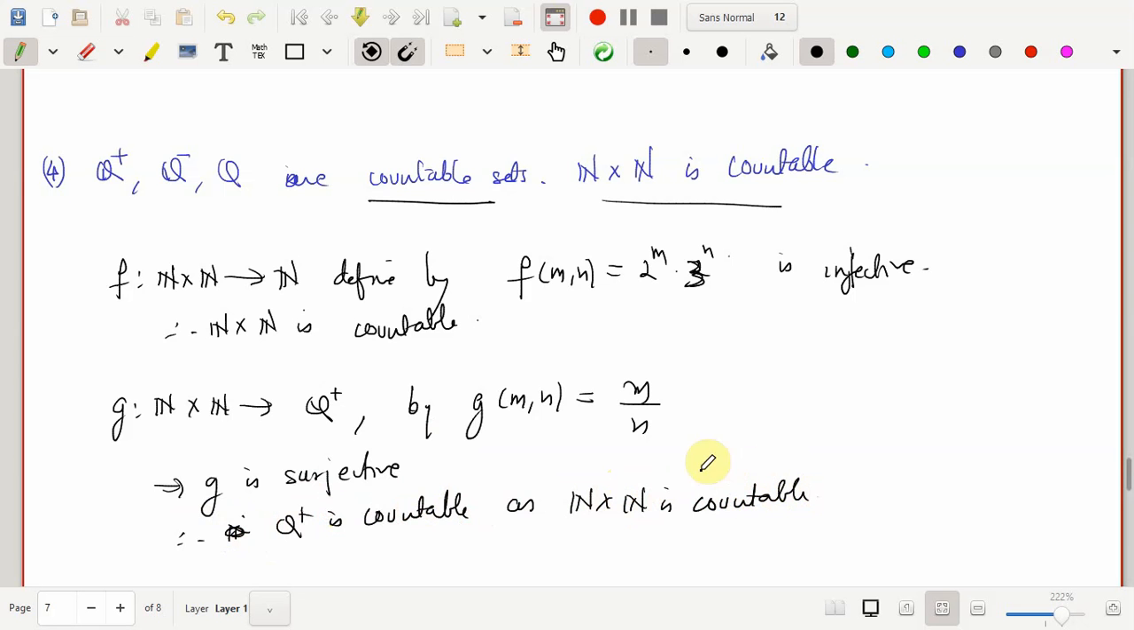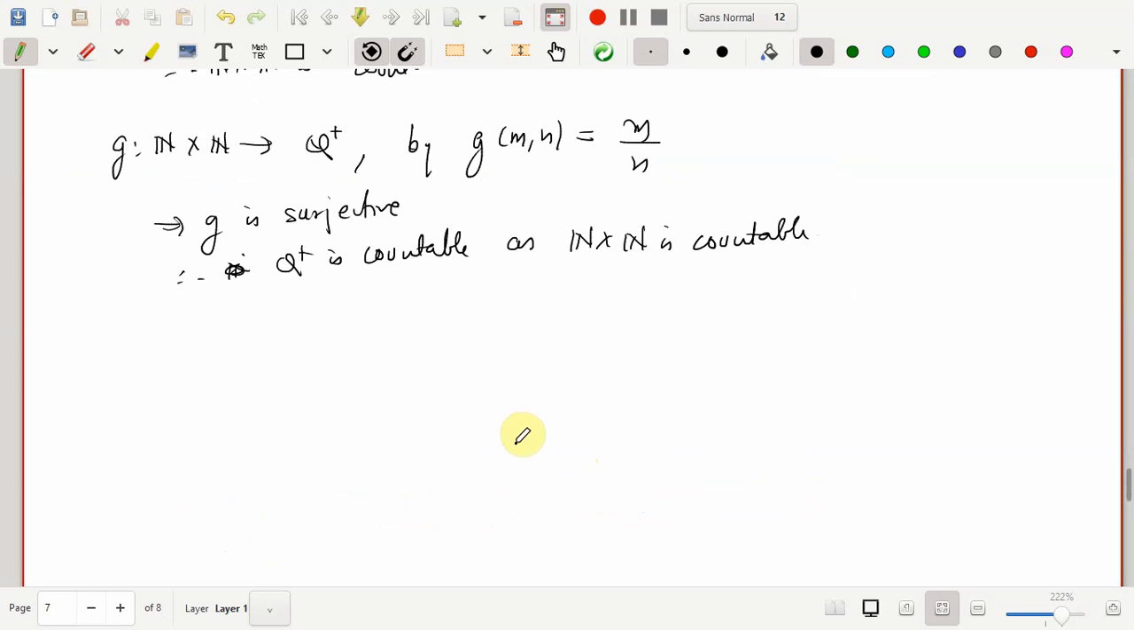Using a similar idea, you can show that Q minus is also countable. What is the map that you can produce from N cross N to Q minus? In fact, I'll define g minus, just to make it different from the above notation. So this is also surjective, and therefore it is countable.